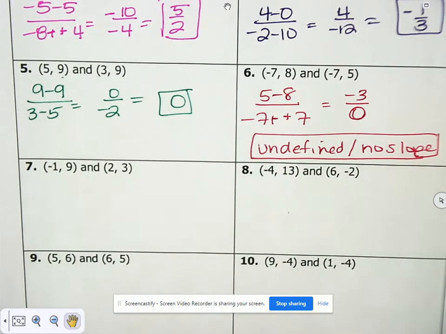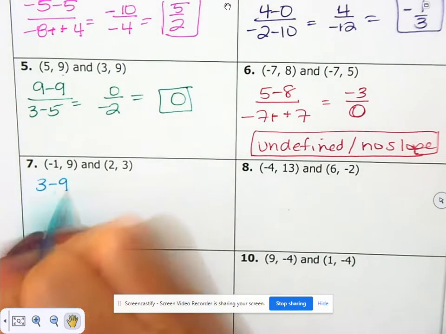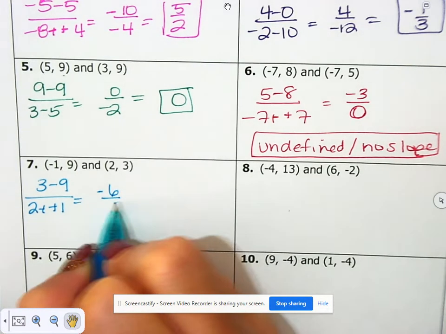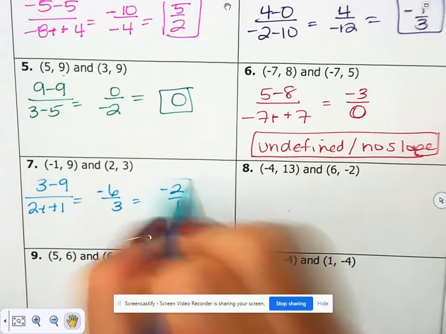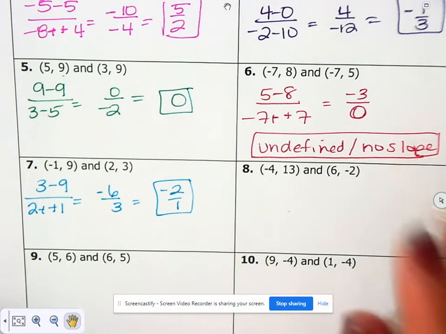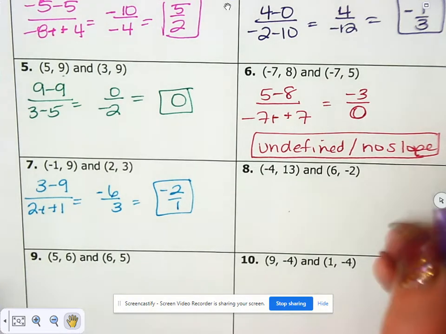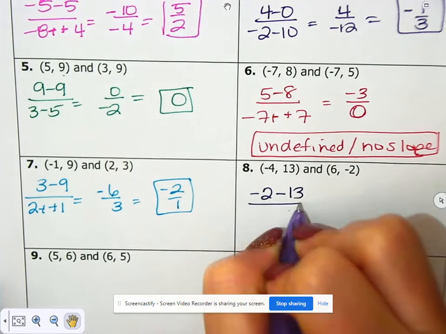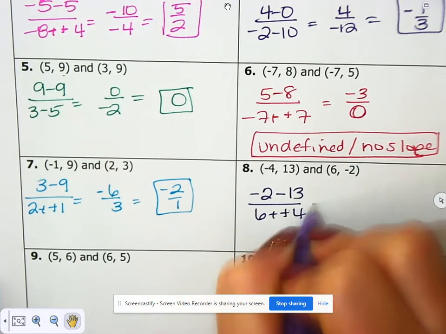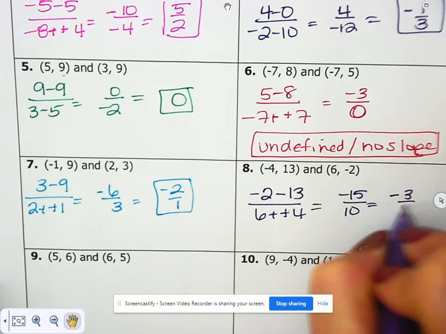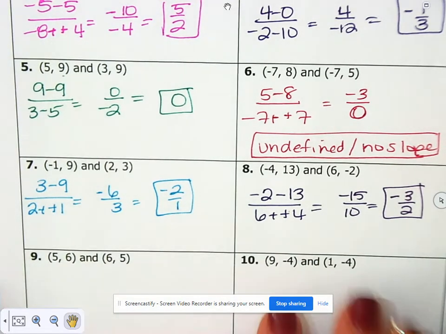Number 7. So 3 minus 9 and 2 minus -1. So that's going to give me -6/3, which is going to be -2/1. I know that -2 and -2/1 are the same, but I will always make it a fraction when I'm dealing with my slope. It's very important when we start graphing, and I'll explain that once we get there this week. All right, -2 minus 13 over 6 minus -4. And that's -3/2.